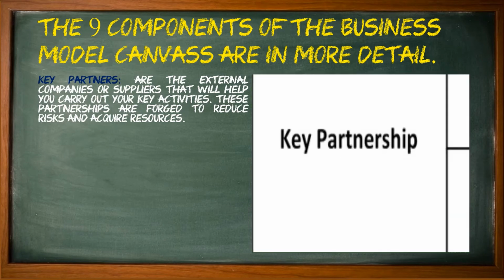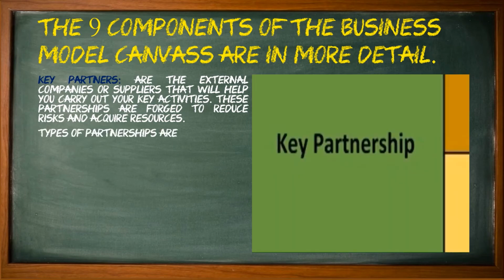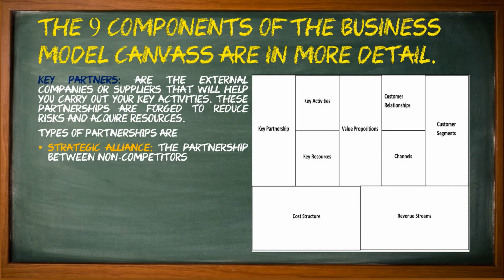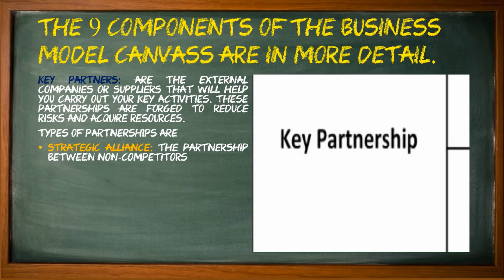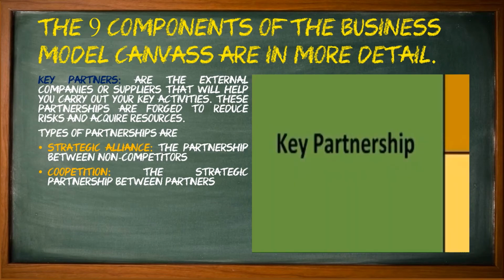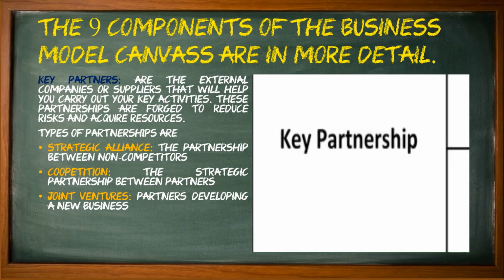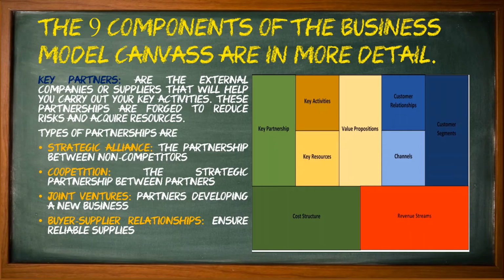These partnerships are forged to reduce risks and acquire resources. Types of partnerships are strategic alliance, the partnership between non-competitors; coopetition, the strategic partnership between competitors; joint ventures, partners developing a new business; and buyer-supplier relationships, which ensure reliable supplies.